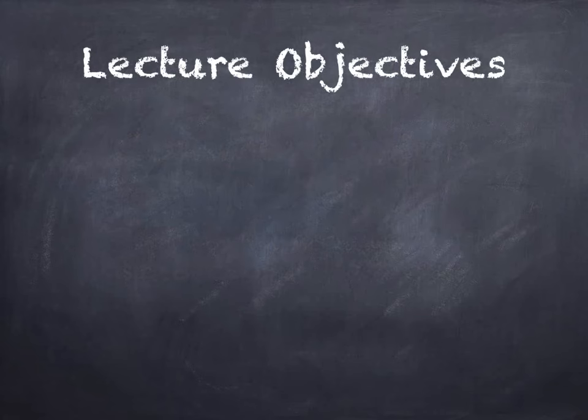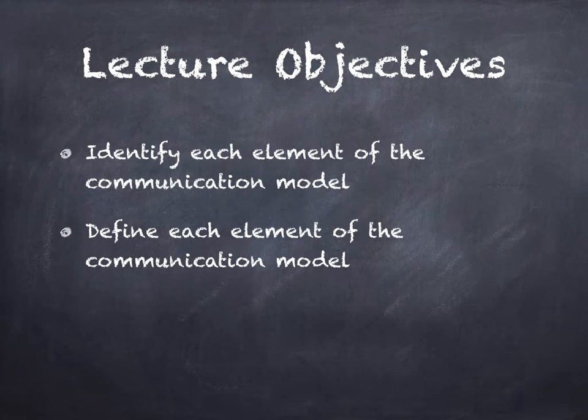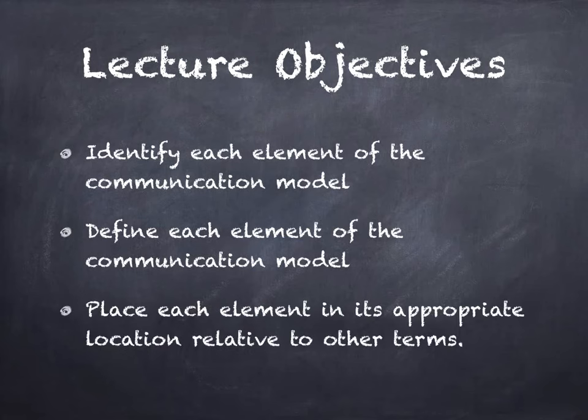By the end of this lecture, you should be able to do three clear things. First of all, you should be able to identify each element of the communication model, define each of those elements, and then place them in their appropriate respective places throughout the model, relative to the other terms that we're going to be talking about. Let's first start out by being a little overwhelmed and taking a look at the model that we're going to end with.